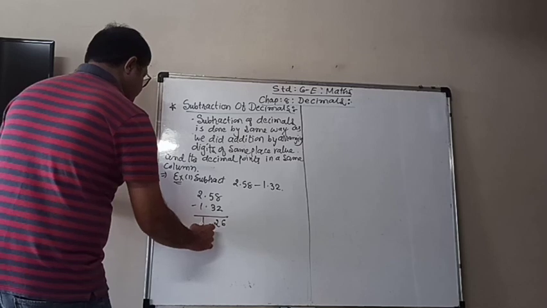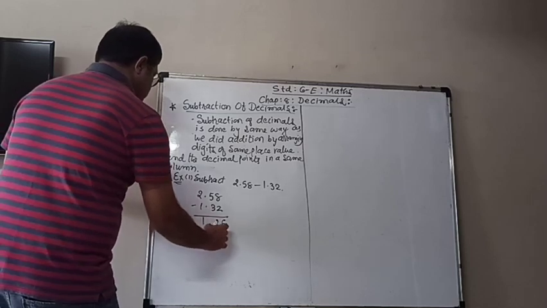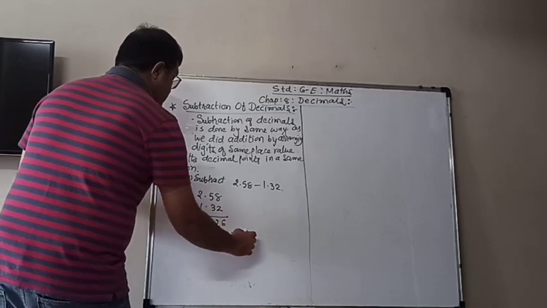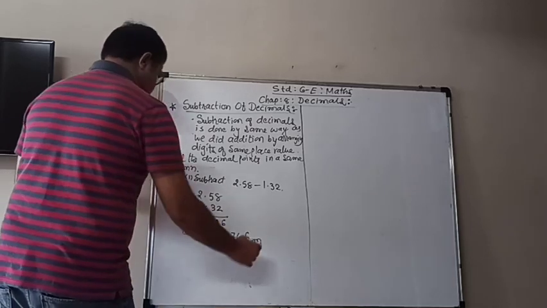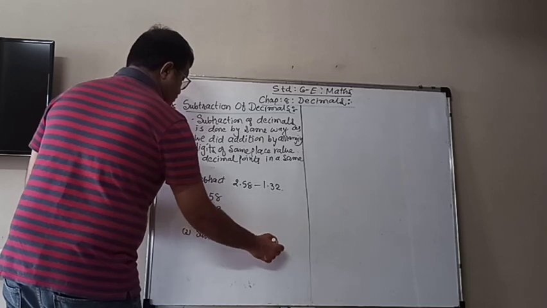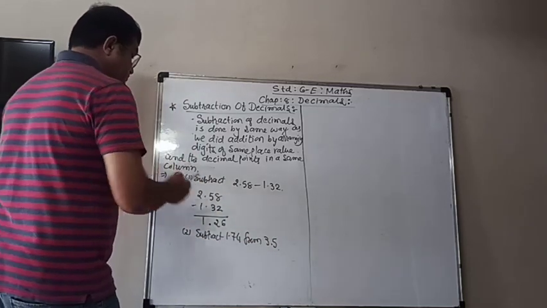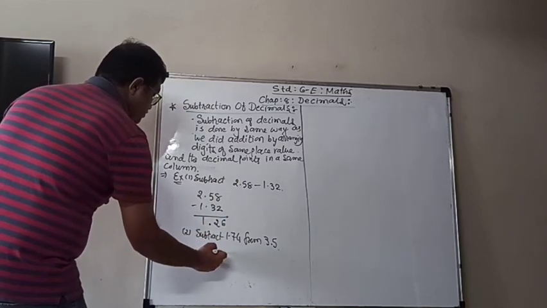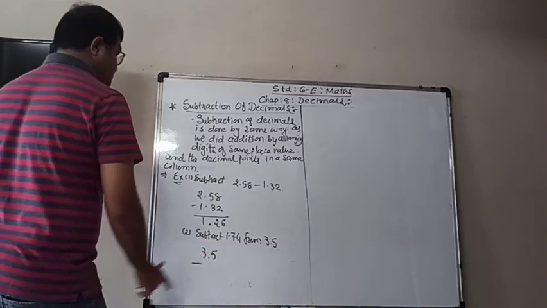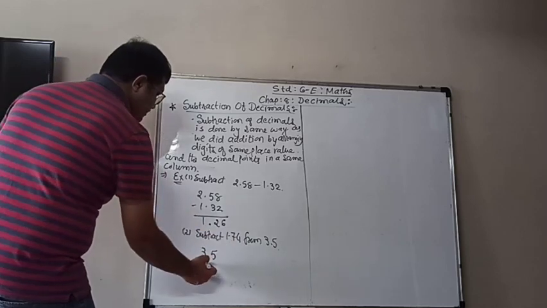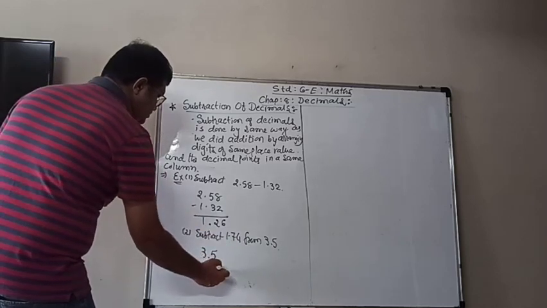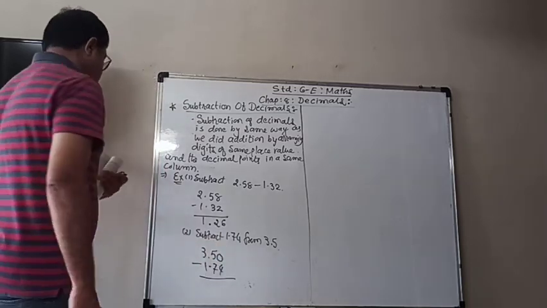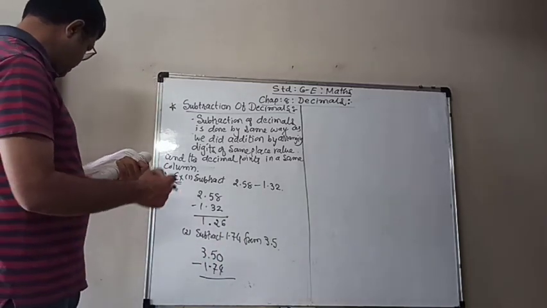Let's take another example. Subtract 1.74 from 3.5. So when it is written like that, the 'from' number must be taken first. So 3.5 minus 1.74. It is written like this, 1.74, and for your convenience you have to write down 3.50.